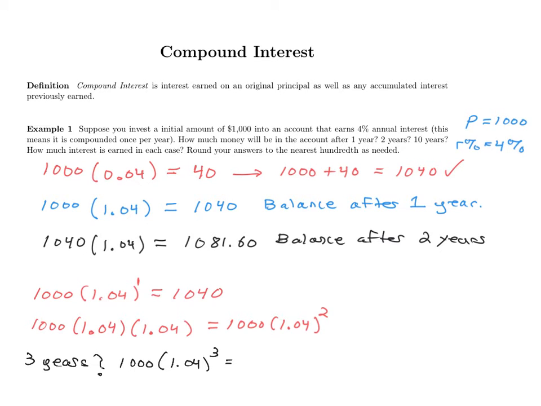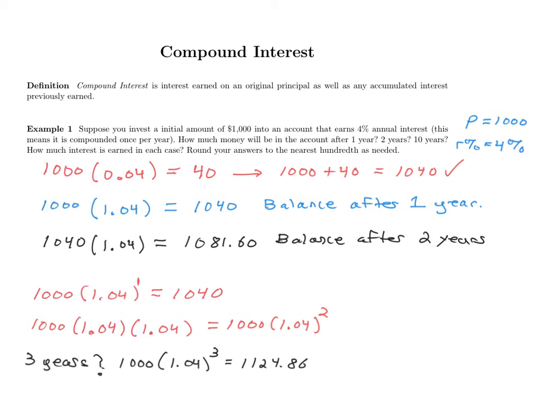I'm going to type that right into my calculator. So 1,000, 1.04 raised to the power of 3. I'll round to the nearest hundredth, which is the nearest cent. That's $1,124.86. So this is much faster, especially in a calculator. You can just change this number to wherever you want to determine the balance of the account after any number of years. So what do you do for 10 years?